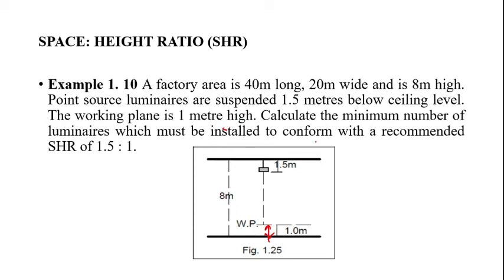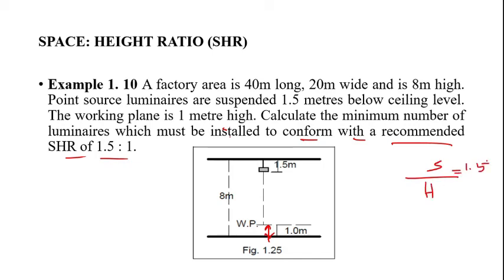Calculate the minimum number of luminaires, and you should remember that all these luminaires are considered as point sources. Then calculate the minimum number of luminaires which must be installed to conform with a recommended space to height ratio of 1.5 to 1. Space to height ratio is given as 1.5 to 1. That means the space to height ratio, S by H, is 1.5.